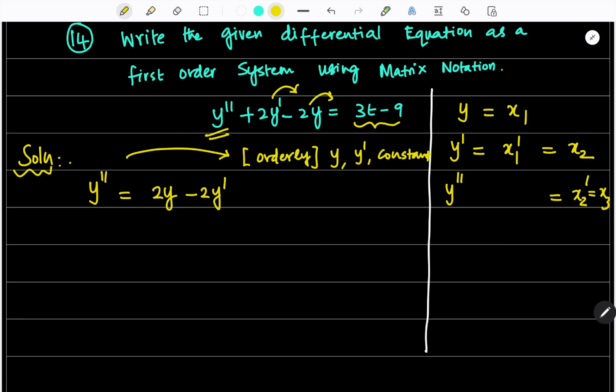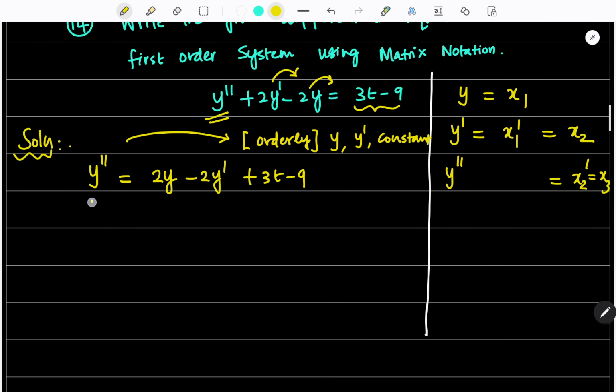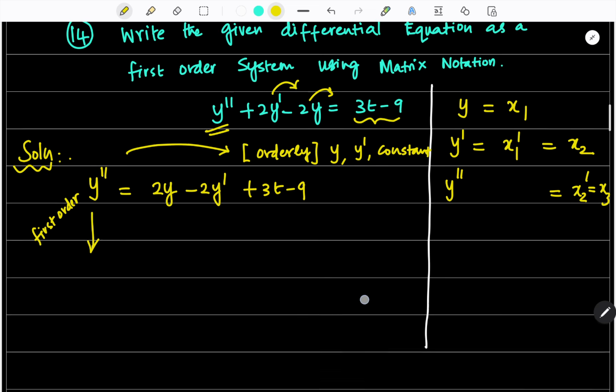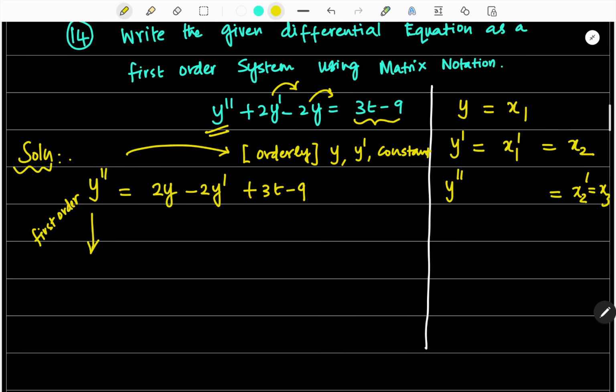After that, the extra forcing is already on the right hand side, which is 3t minus 9. Clear? So you write the equation y double dash. Now you want to write y double dash as a first order. What is y double dash as a first order?